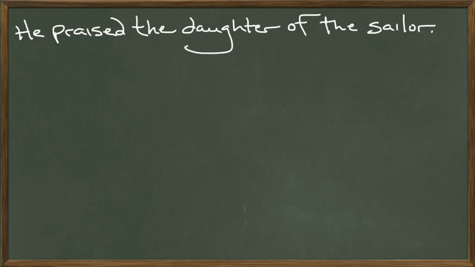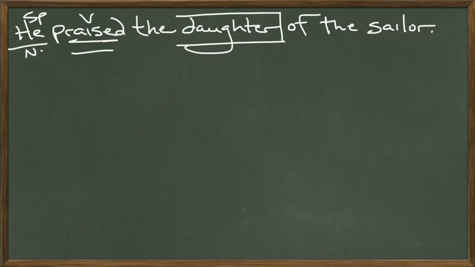Another one. He praised the daughter of the sailor. Mr. Henley likes sailors and praise a lot. You'll discover that as you go through Henley's first year Latin book. Subject of the sentence, he, it's a subject pronoun, nominative case. What did he do? He praised. What did he praise? He praised the daughter, direct object, accusative case.